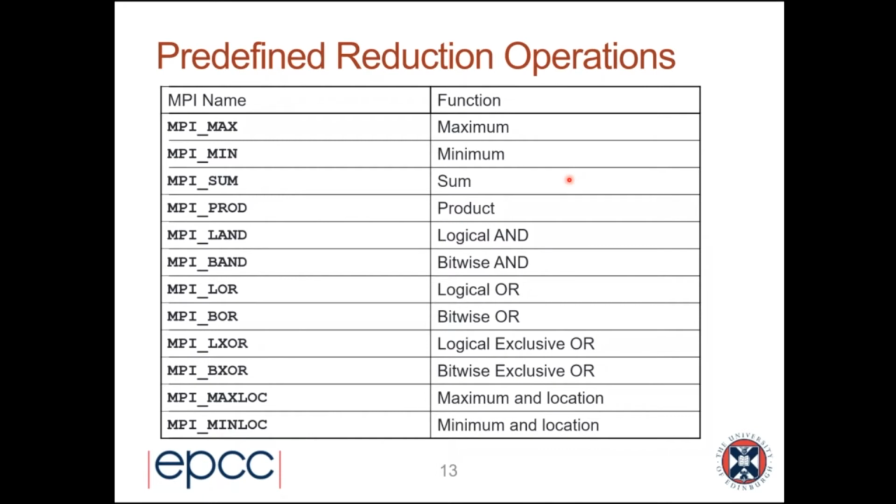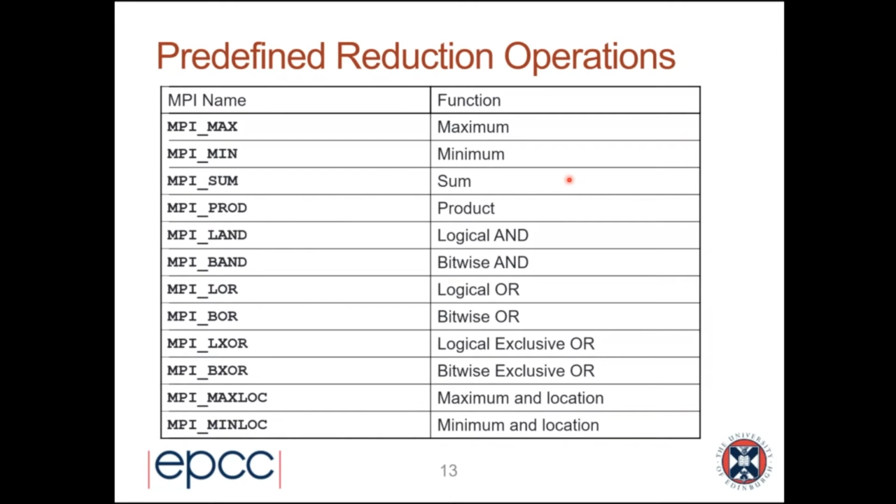The max and min are often not that useful, because you might say, what's the maximum rainfall in the UK? 10 inches, whatever that is, 25 centimeters. You might want to say, well, where was that? So MAXLOC and MINLOC give you not just the maximum or minimum value, but which process had that value, which is often a bit more useful.